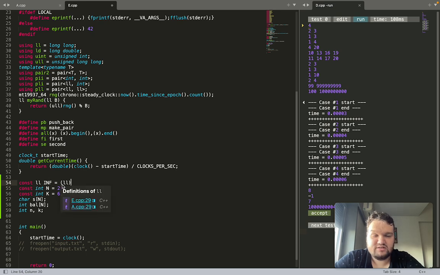So the answer can be like n squared. So we have to use long longs.